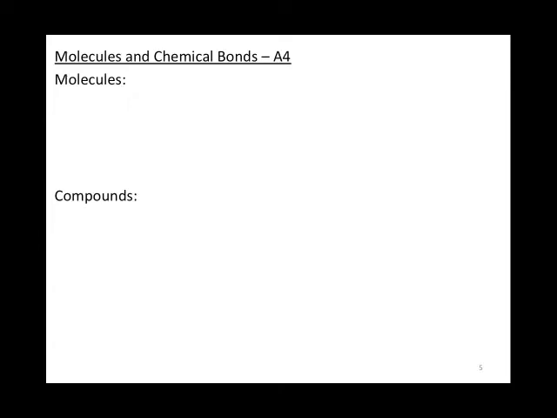What I'd like to address now is a little bit about molecules and how molecules are formed and its relationship to chemical bonding. All right, so let's define molecules. Kind of already did, but basically we said a molecule is a chemical that is composed of two or more atoms. Now these can be the same atoms or they can be different atoms.